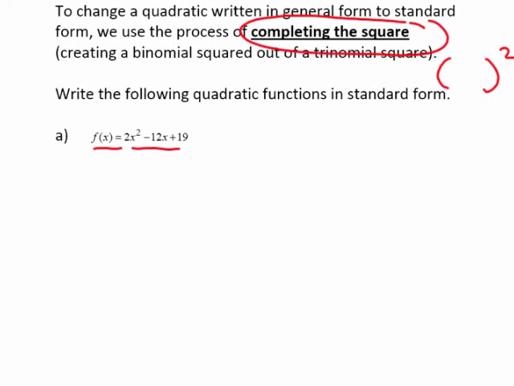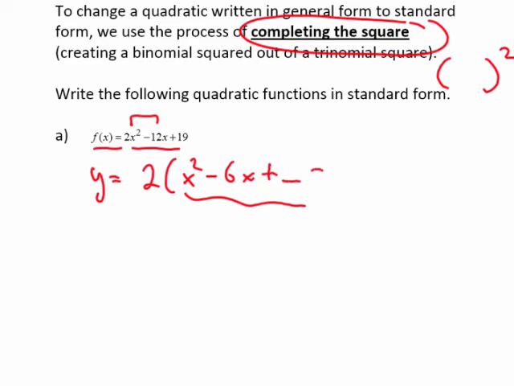First thing I'm going to do is factor out of the first two terms the coefficient of the x squared. So in this case it's 2, and I then get x squared minus 6x. And then what I'm going to want to do here is create a perfect trinomial square. So I'm going to put plus something and then minus something, because I can't just put any old number in without adjusting for it, otherwise that would change the equation. So I'm going to add a number and subtract a number, and we'll talk about that in a second. The plus 19 is just sitting out here on the outside.